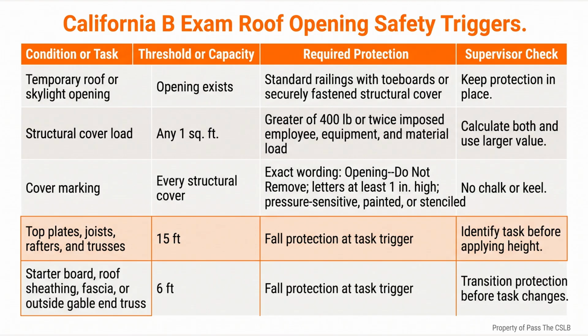Before concealment, I follow 3 paths. First, the load path from tail member to header, trimmer, and bearing. Second, the water path, through curb or cricket and approved flashing. Third, the safety condition, through guarding or cover, secure fastening, marking, and task-based fall protection.